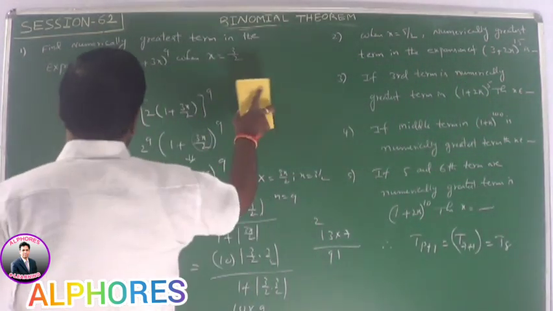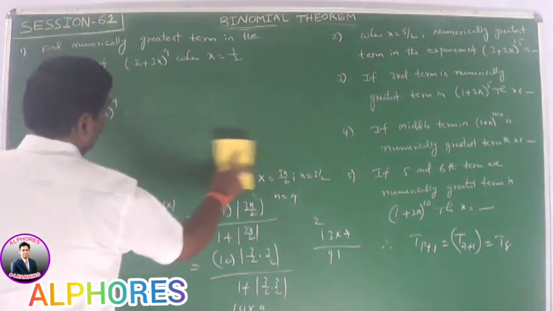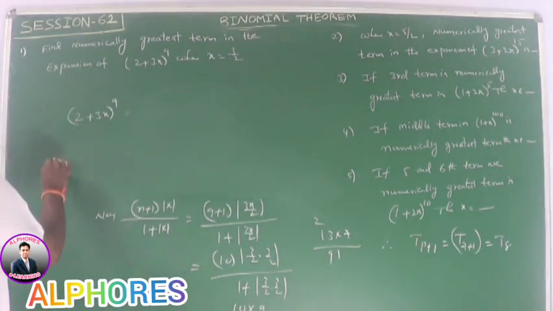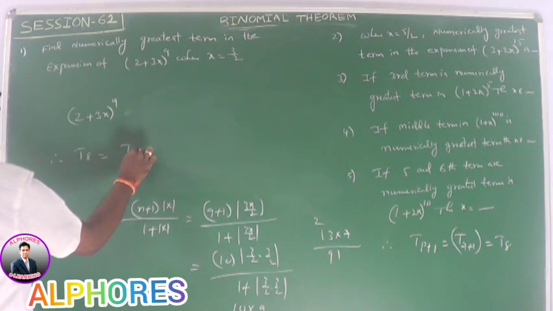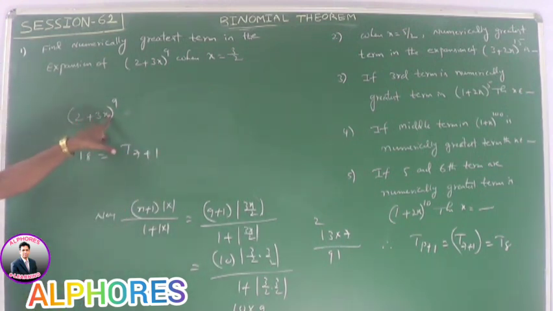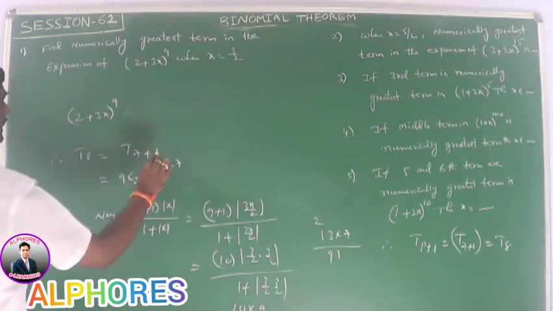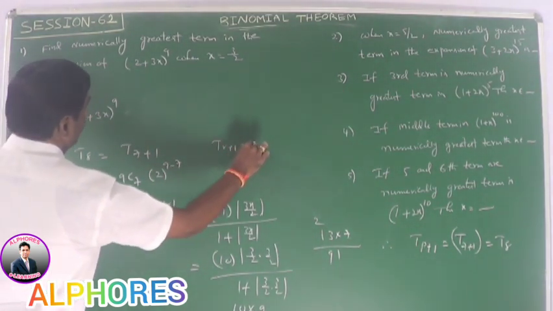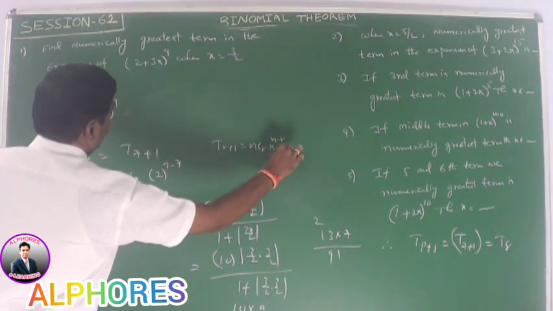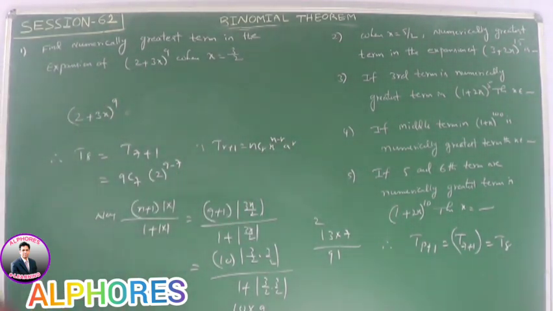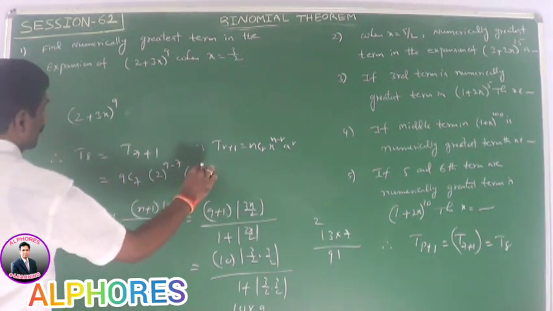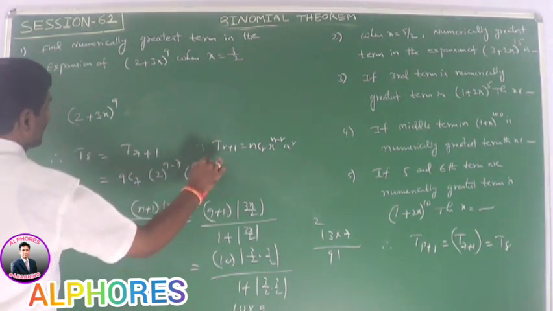Now, what is the value of T8? Now we find T8. T8 means T7 plus 1. By using the general term formula, T(r plus 1) is equal to nCr into x power (n minus r) into a power r. By using that formula, we find the value: 9C7 into 2 power (9 minus 7) into (3x) whole power 7.